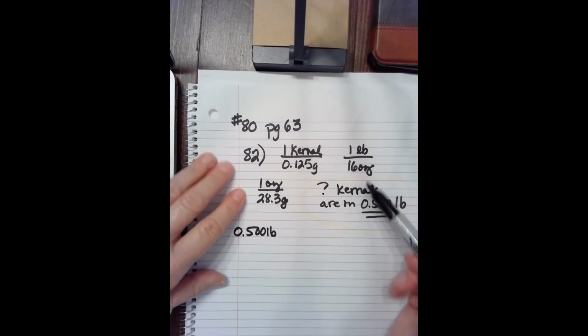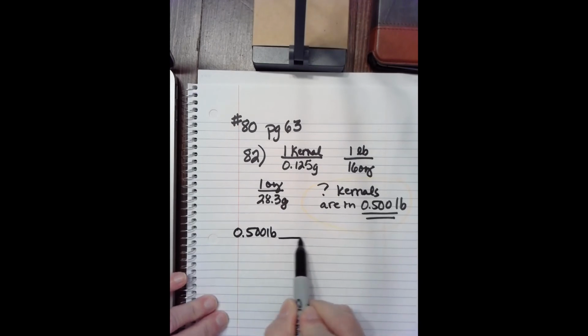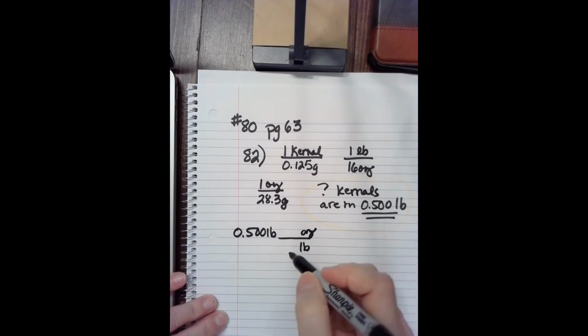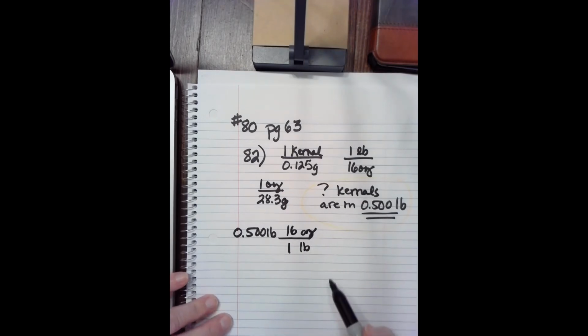Now we look up here at the information we've been given. Where is a pound? Oh, right here. So I want pound to go away. I'm going to put pound on the bottom and ounce on the top, and I'm going to put the information, 1 pound, 16 ounces. So you see how I'm using that? That gets rid of pound.